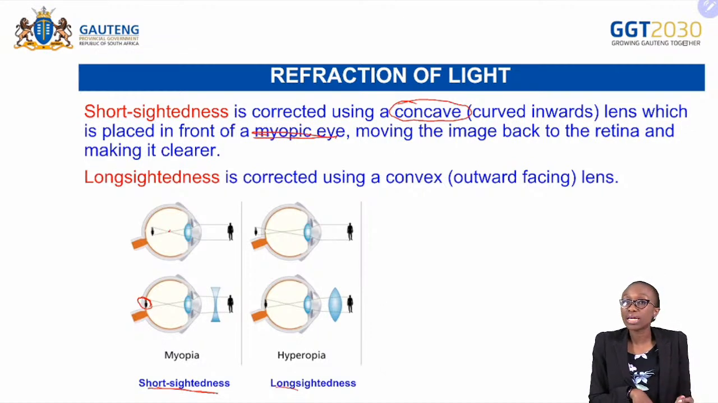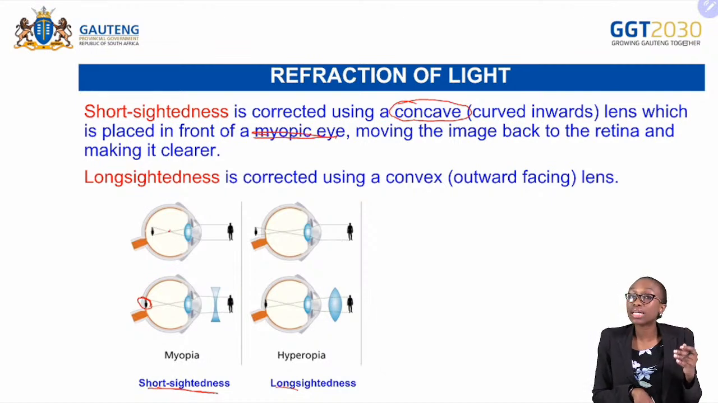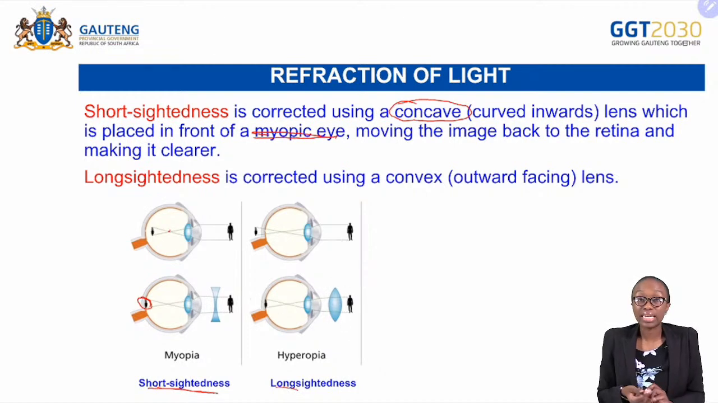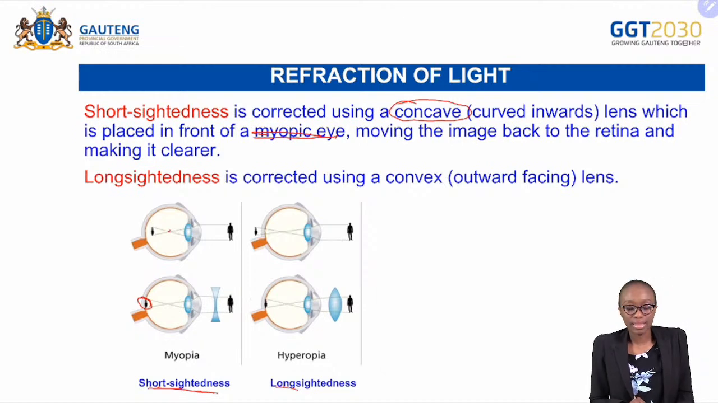And then with short-sightedness, these people can see things that are near very clearly, but they cannot see things that are far clearly. So with a long-sighted person, we use a convex lens to correct this. We use a convex lens to correct that.